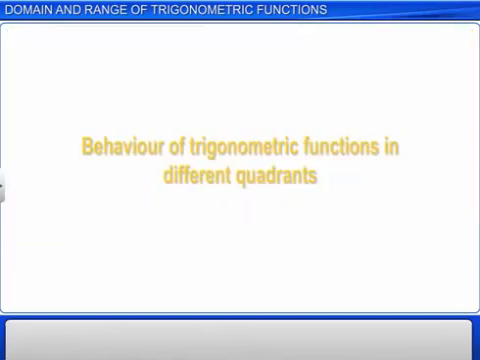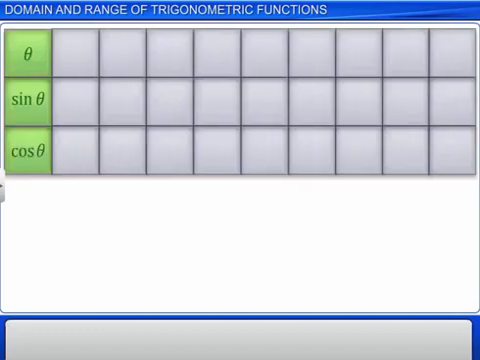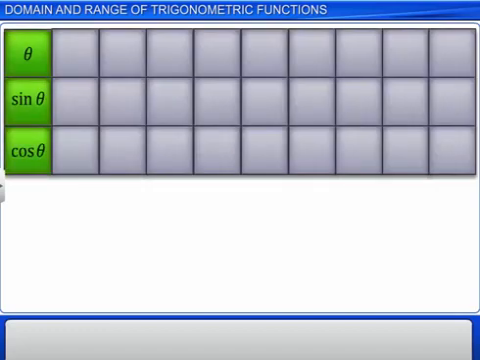Let us now see the behavior of trigonometric functions in different quadrants. Take a look at the table again. The value of sin theta increases from 0 to 1 and the value of cos theta decreases from 1 to 0 when theta increases from 0 to pi by 2. From pi by 2 to pi, the values of sin theta and cos theta decrease from 1 to 0 and 0 to minus 1, respectively.